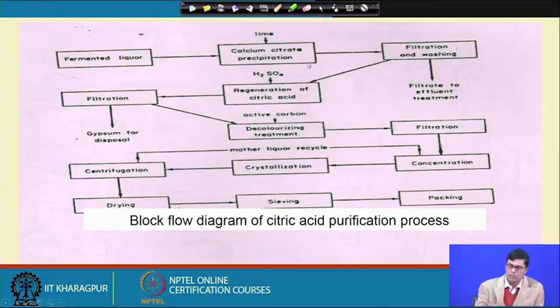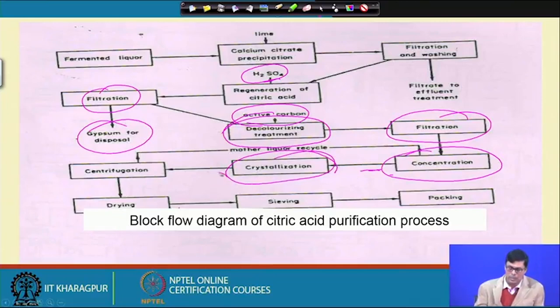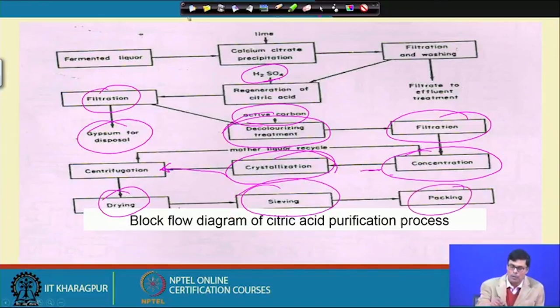This is the fermentation broth. Then we treat with lime to precipitate the citric acid in the form of calcium citrate. Then you filter it out, take out the calcium citrate, then hydrolyze with sulfuric acid, and then it passes through the filtration process, where the gypsum, calcium sulfate, is separated out. Here is your citric acid, which contains a lot of color. We use activated charcoal to remove the color, then we again filter to remove the activated charcoal, then we concentrate with the help of an evaporator. After evaporation we cool it down and do the crystallization to separate the crystals, and then we pass it through the centrifugation machine, and finally we dry the sample. After drying we do sieving, since the crystal size will be different, and then we pack it in polythene bags.